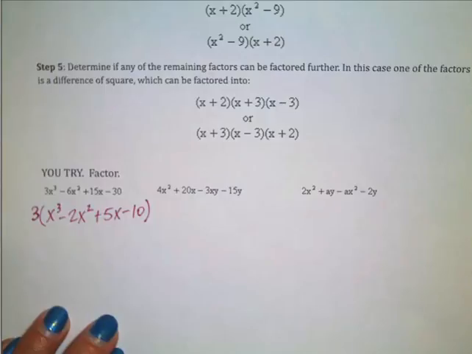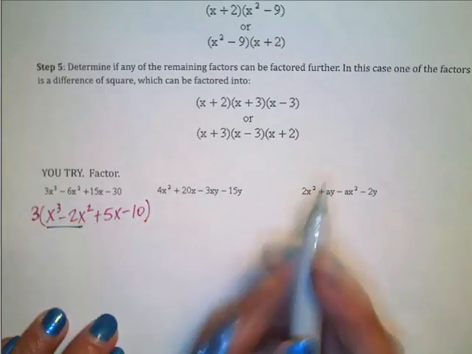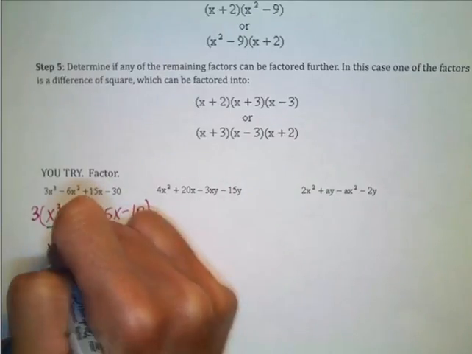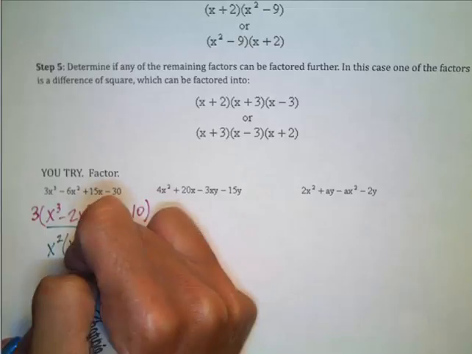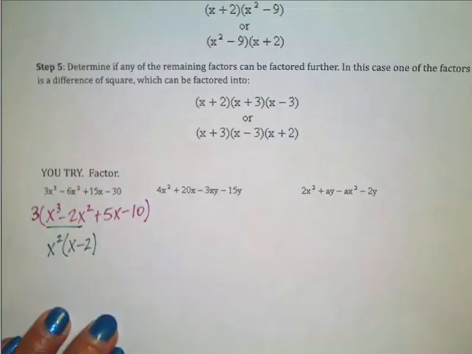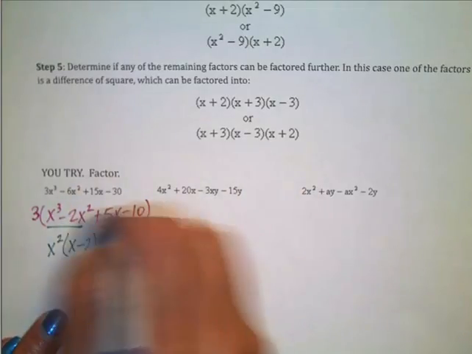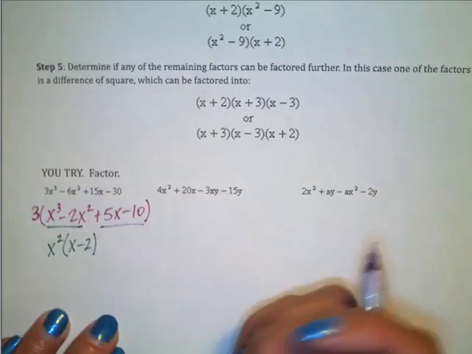Now, because there's 4 terms still, we're going to group. So the first 2, what's in common? X squared. So we divide out x squared. So we get x minus 2. Then we look at the last 2, and I am ignoring this 3. We'll bring it back in at the very end.